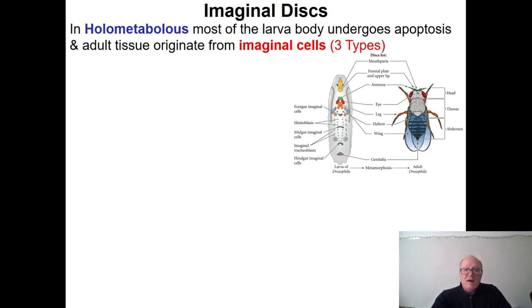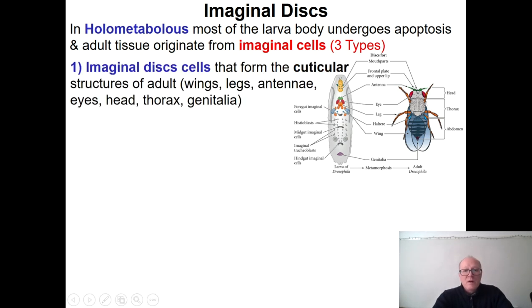There are three types, in fact, of imaginal cells that we can recognize in the larva. You can see them here in this cartoon. So we have imaginal disc cells. The imaginal disc cells, we encounter them when we dissect the Drosophila larva. So we have different imaginal discs that produce the cuticular structures of the adult, like the wings, the legs, the antenna, the eyes, the head, the thorax, and genitalia.